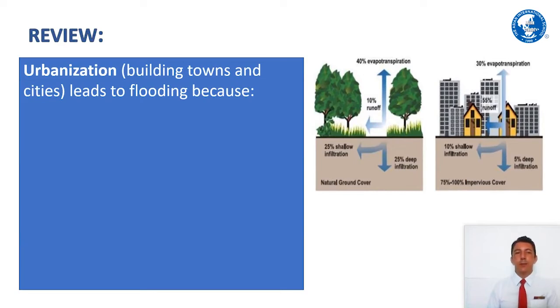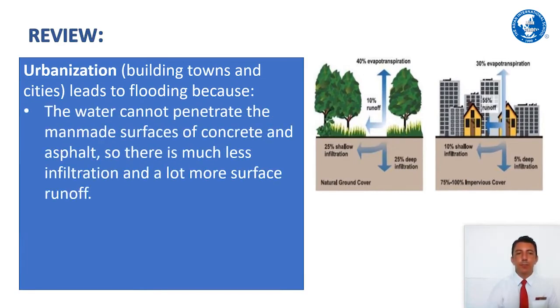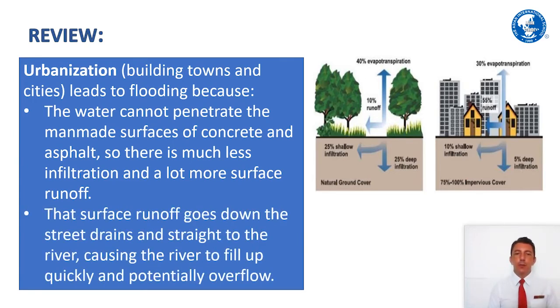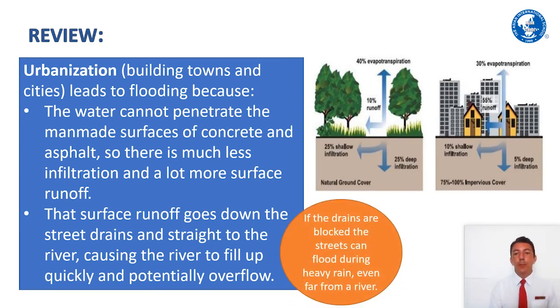Urbanization, that's the building of towns and cities, leads to flooding because the water cannot penetrate the man-made surfaces of concrete and asphalt. Asphalt is that black surface we see on the road. So if the water cannot penetrate it, there's much less infiltration and a lot more surface runoff. That surface runoff goes down the street drains and straight to the river, causing the river to fill up quickly and potentially overflow. However, if the drains are blocked, the streets can flood during heavy rain, even if they are far from a river.